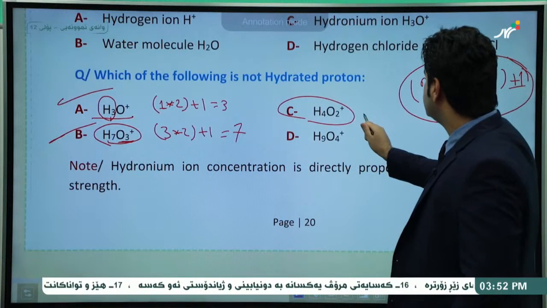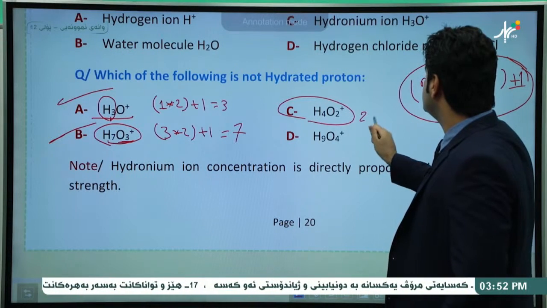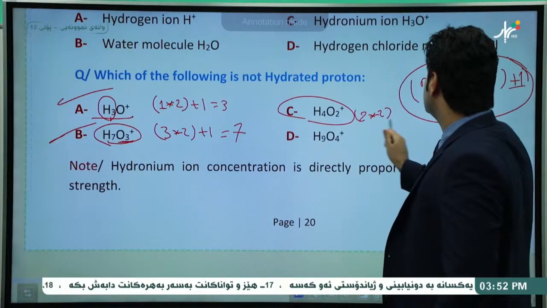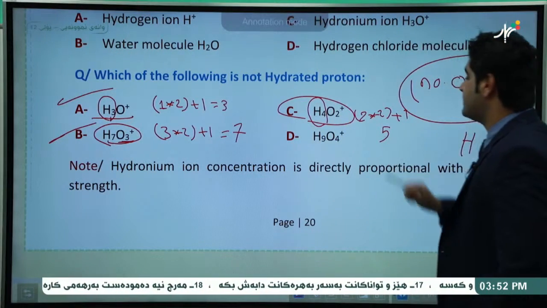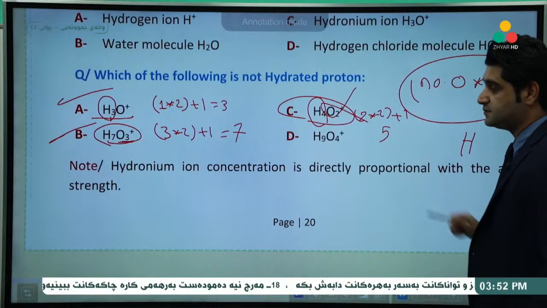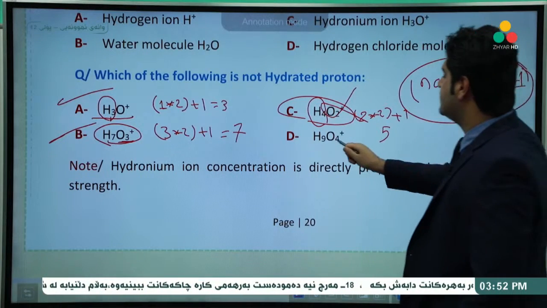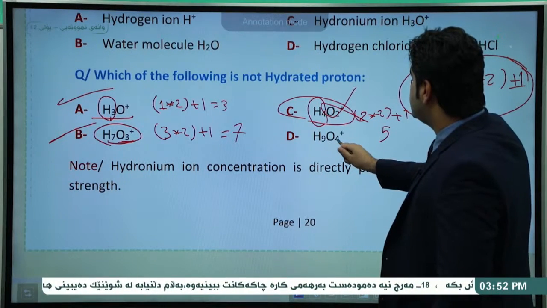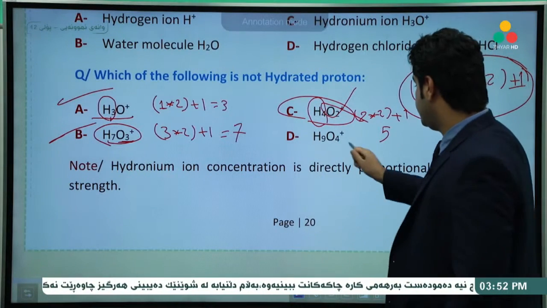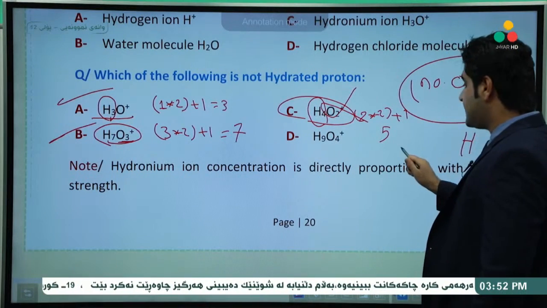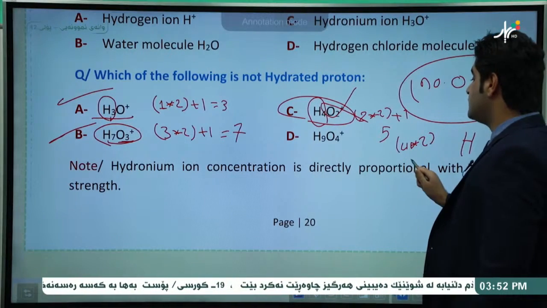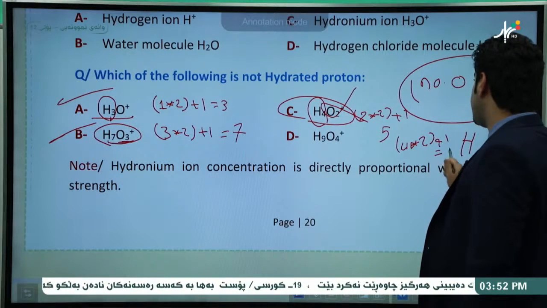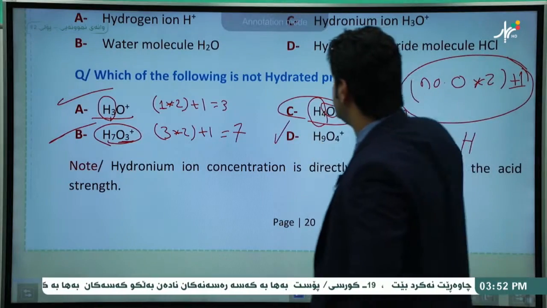H4O2. Number of oxygen, which is 2. 2 times 2 plus 1 is equal to 5. We have 4 hydrogen, or 5 hydrogen? We have 4. No, it's not a hydrated proton. In here, H9O4. Oxygen is 4. 4 times 2 is equal to 8 plus 1 is equal to 9. So it's a hydrated proton also.